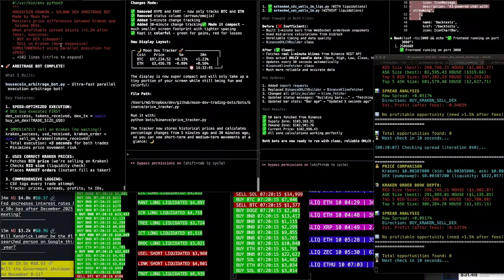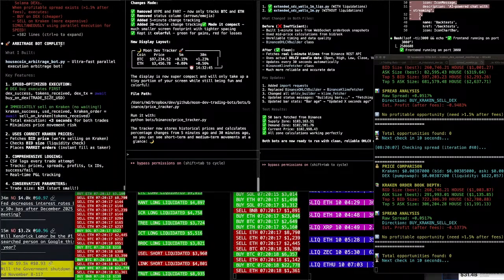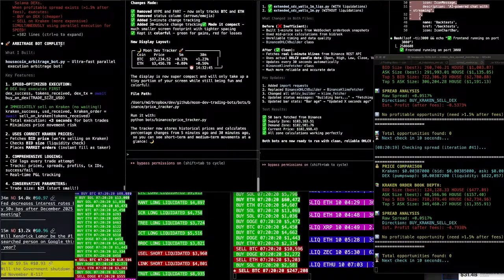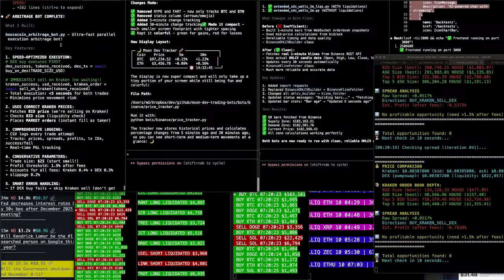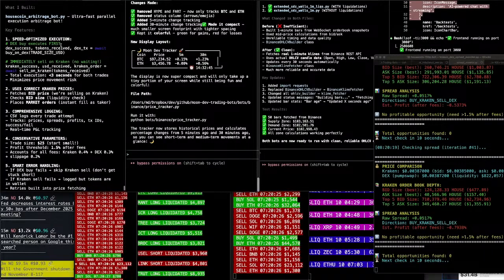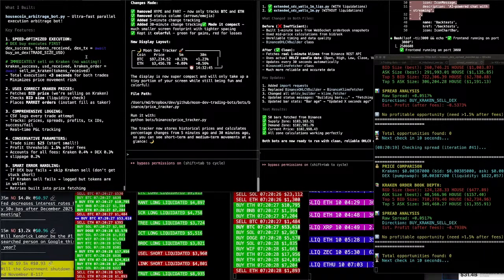Okay, so the arbitrage bot is complete. Housecoin arbitrage bot: ultra fast, parallel execution, speed-optimized execution. Okay, Dex success. Beautiful. Immediately sell on Kraken. Kraken success. Total execution time is under 3 seconds for both.